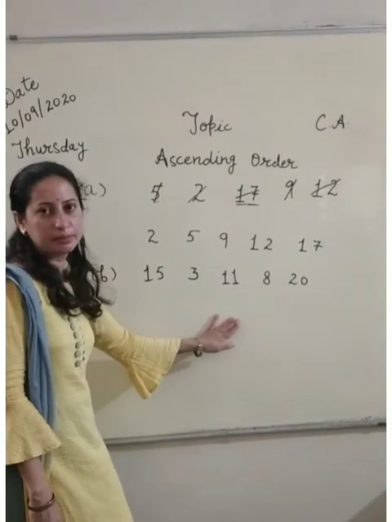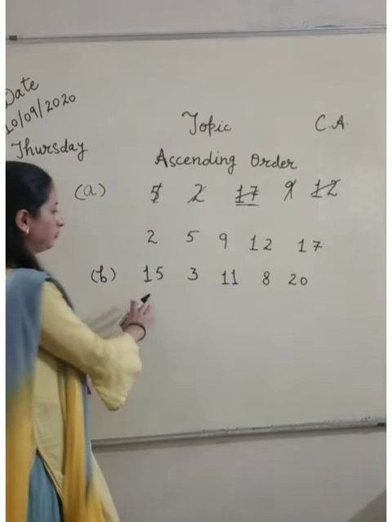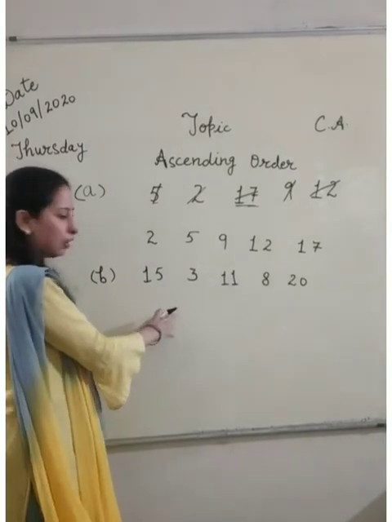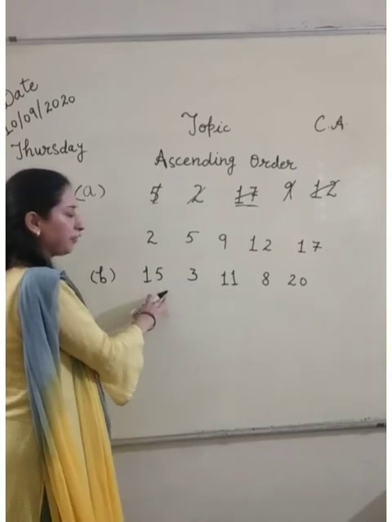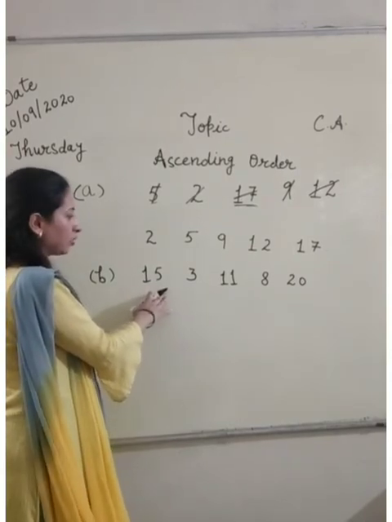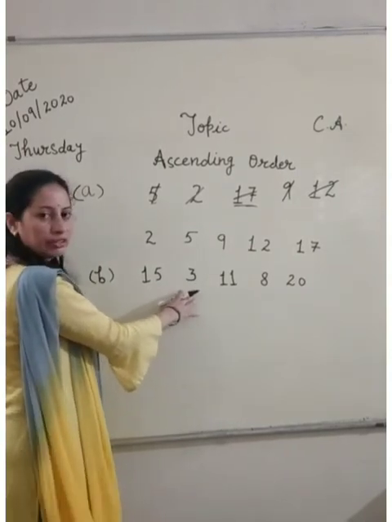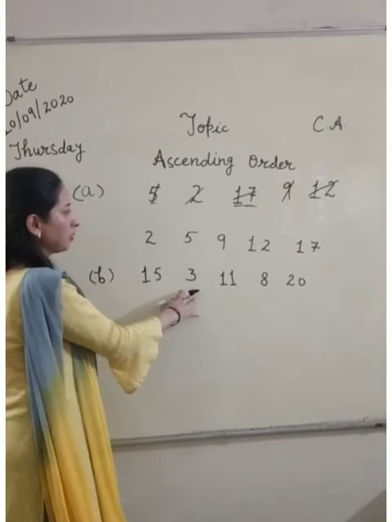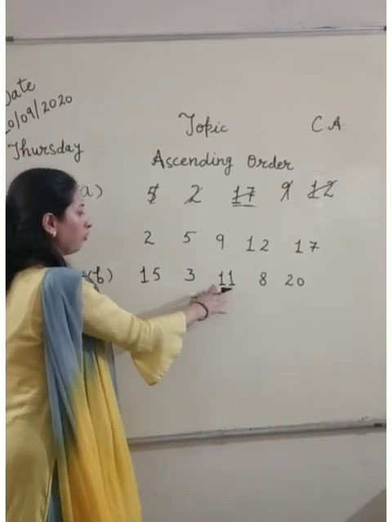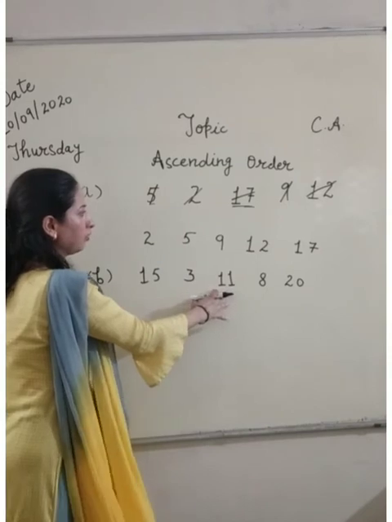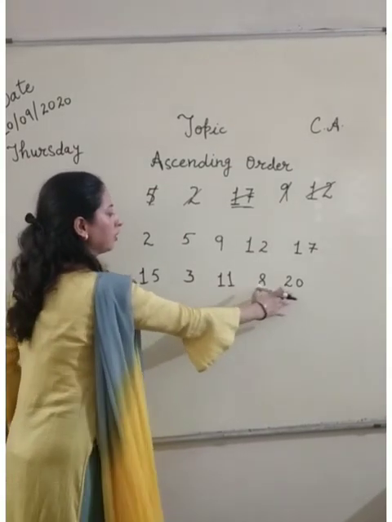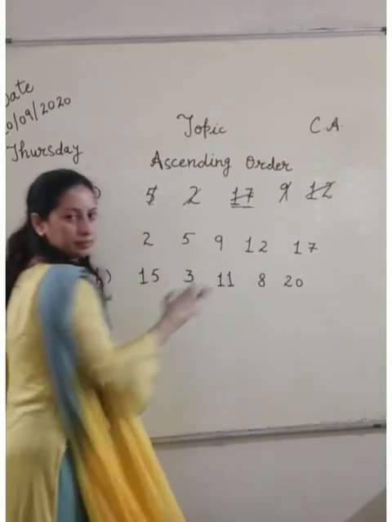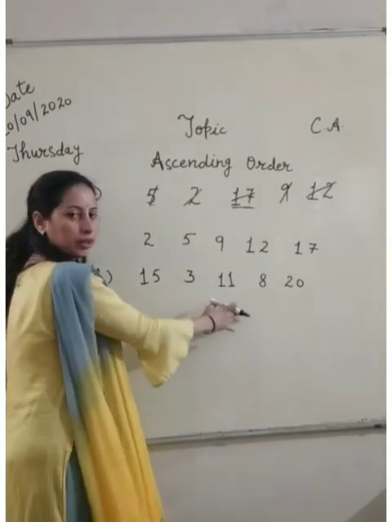Let us read these numbers now. How to read? Now, what we have to do? हमें सबसे छोटा नंबर यहाँ लिखना है. Then read this: 15 के बाद कौन सा नंबर लिखा है? 3. 3 के बाद कौन सा नंबर लिखा है? 11. 11 के बाद 8. 8 के बाद 20. ठीक है? There are these 5 numbers.